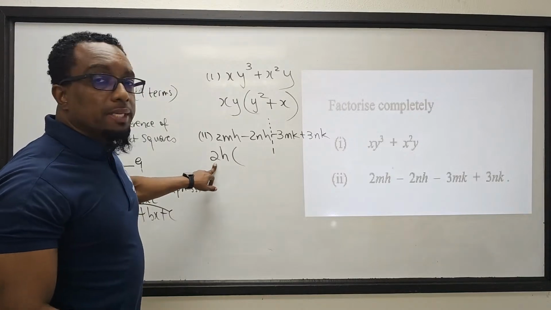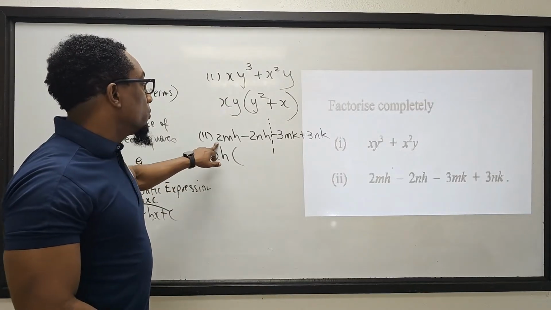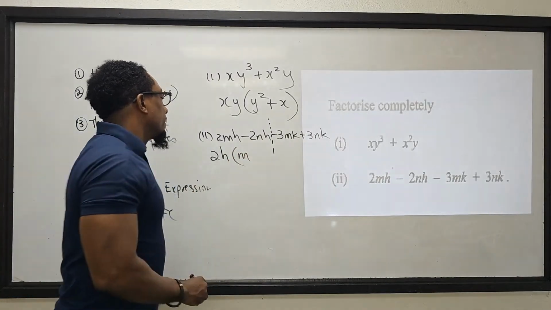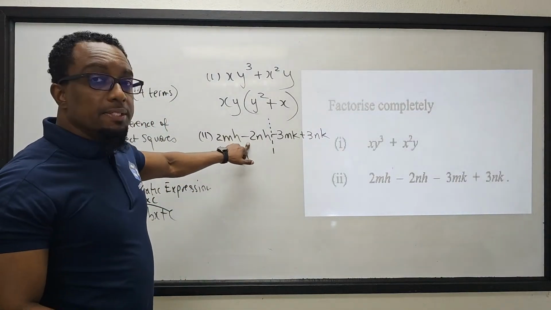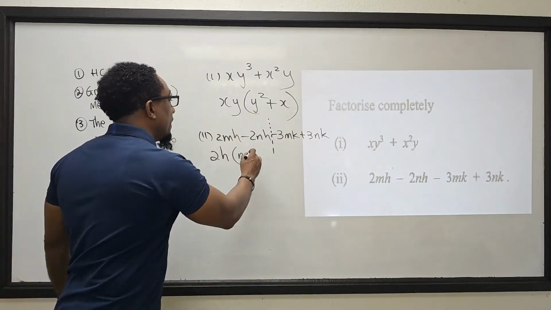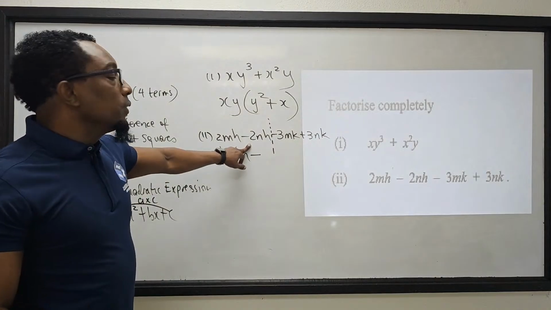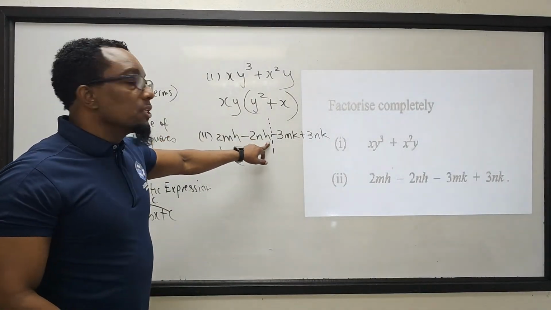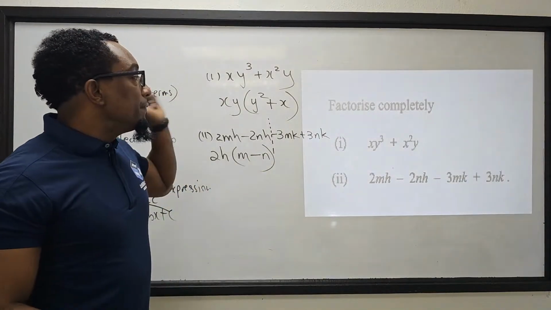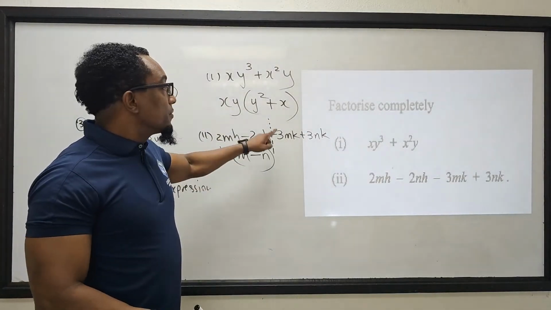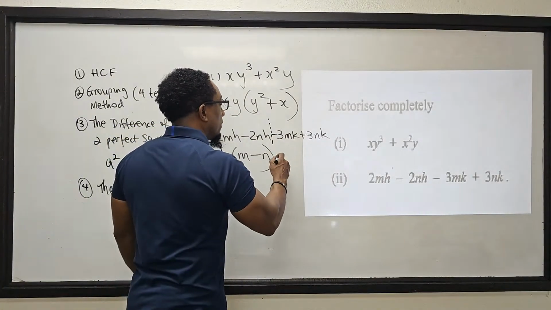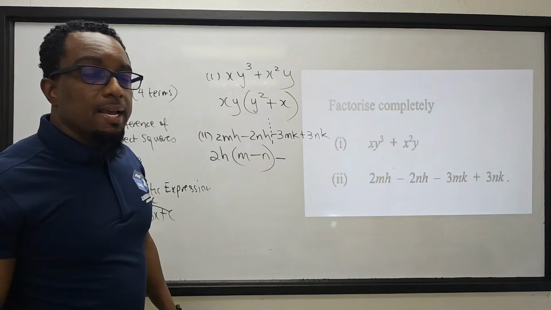Let me divide 2h into each term. 2 into 2 is 1, h into h is 1, I'm left with m. Let's divide 2h into negative 2hn. A minus divided by a plus is a minus. 2 into 2 is 1, h into h is 1, you're left with n. Let me factorize the second pair. We're considering the sign controlling the first term of the second pair. Make sure I state and show that sign.